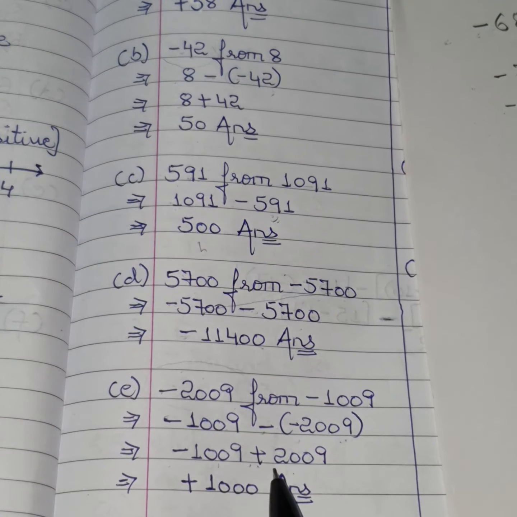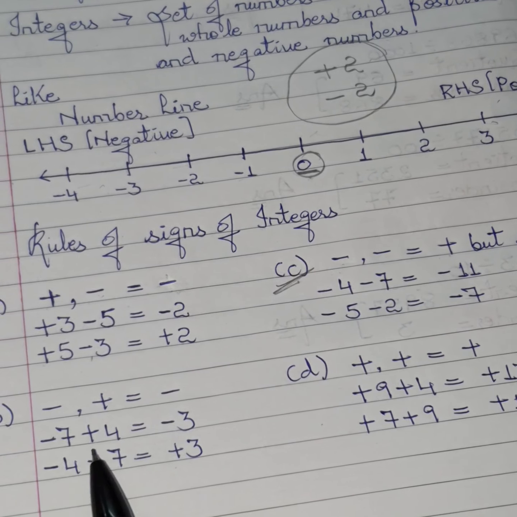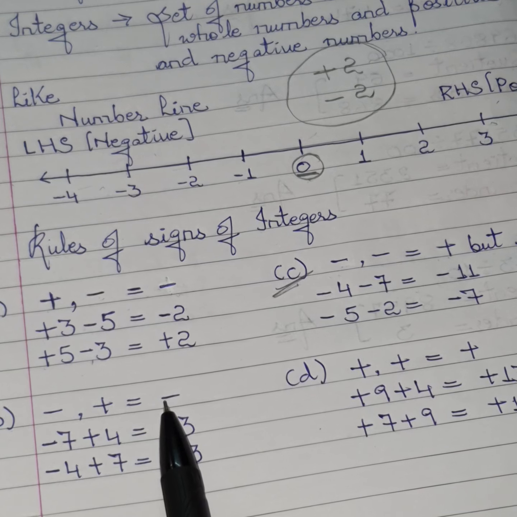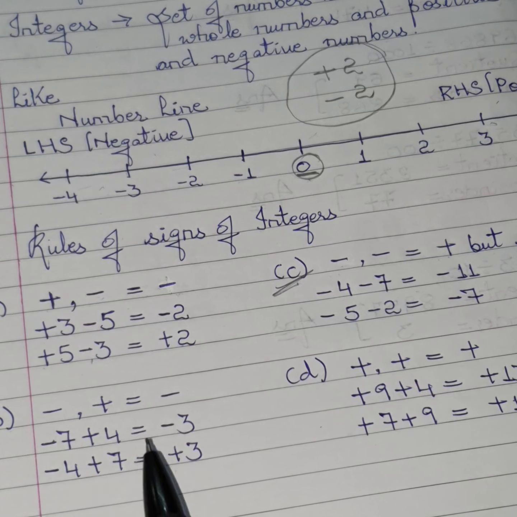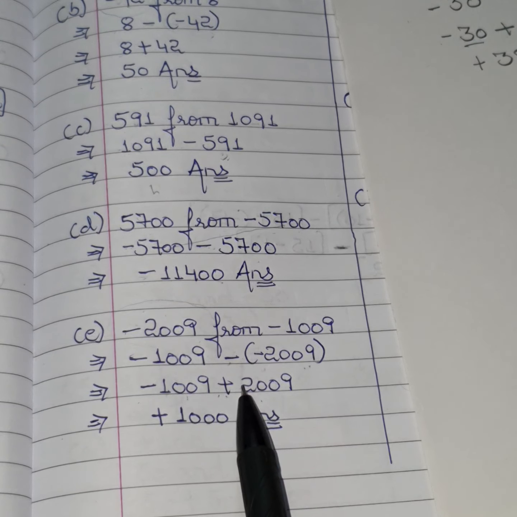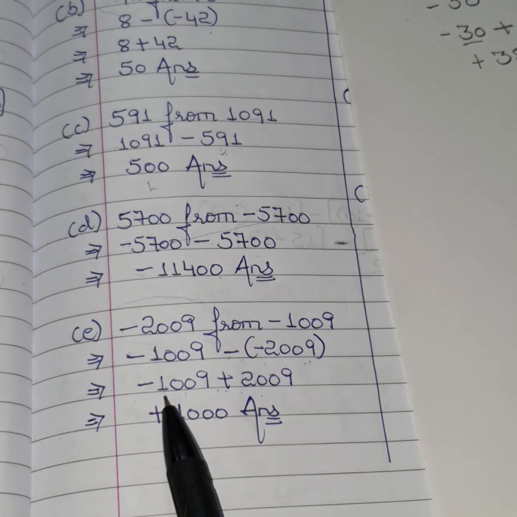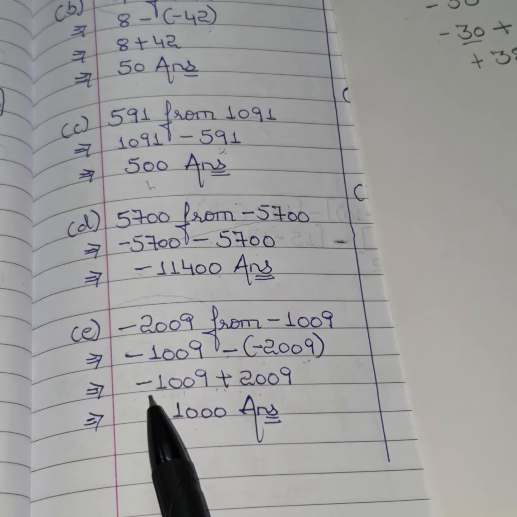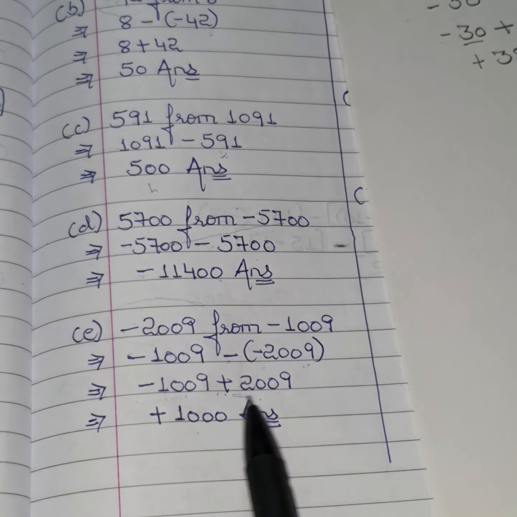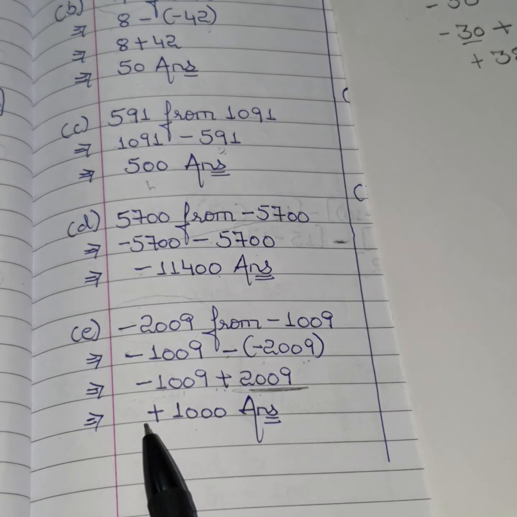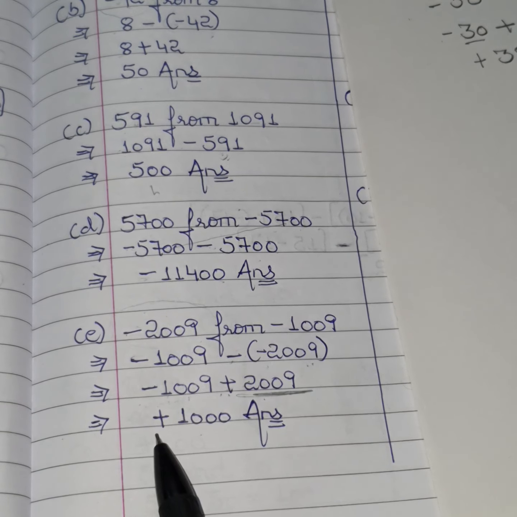Now minus plus, so the second rule, as I've told you. Minus plus is minus, and the sign of the answer depends on the greater integer. So here minus plus will be minus, and you have to subtract 1009 from 2009. After subtracting, you will get 1000. Now the greater of these two is 2009, and the sign with 2009 is positive, so in the answer, a positive sign will come.